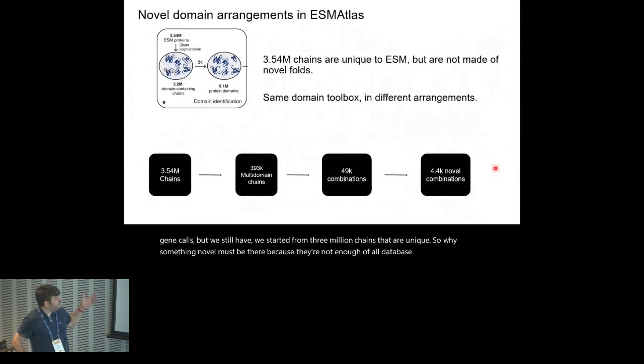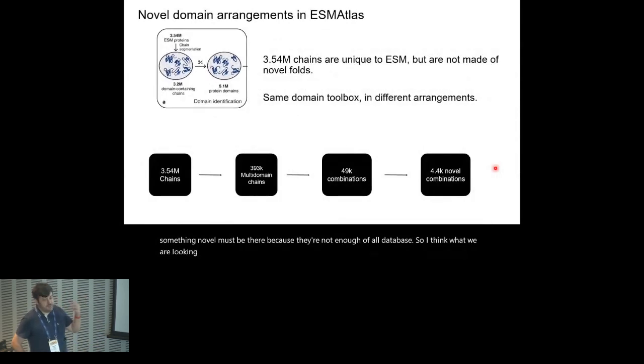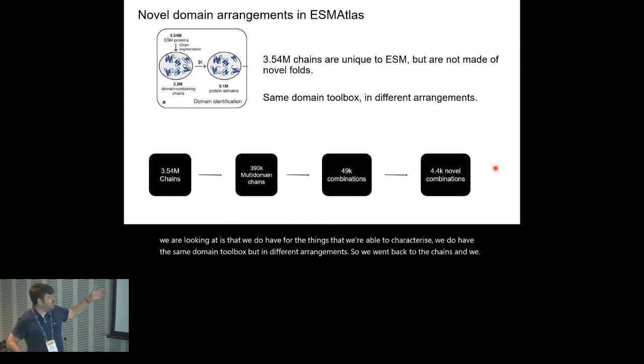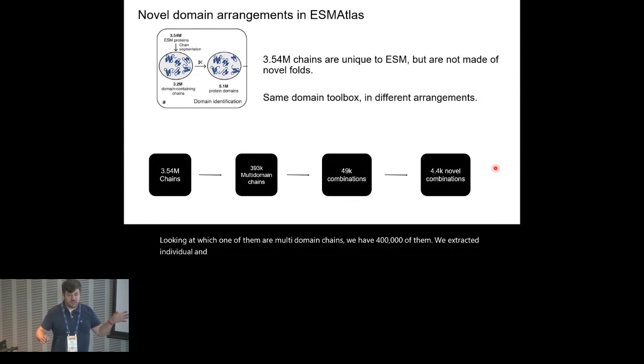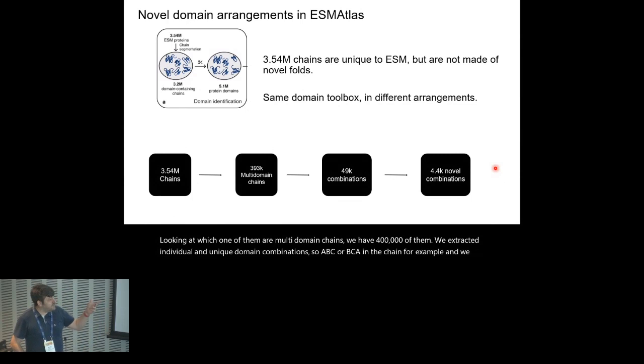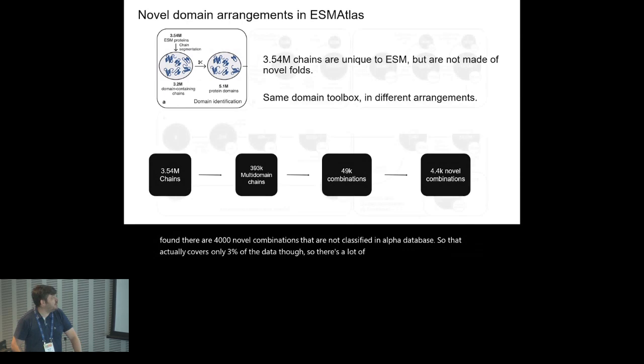So I think what we are looking at is that, for the things that we're able to characterize, we do have the same domain toolbox, but in different arrangements. So we went back to the chains and looked at which of them are multi-domain chains. We have 400,000 of them. We extracted individual and unique domain combinations, so A, B, C, or B, C, A in the chain, for example. And we found there are 4,000 novel combinations that are not classified in the AlphaFold database. That actually covers only 3% of the data, though. So there's a lot of data that is still uncharacterized.